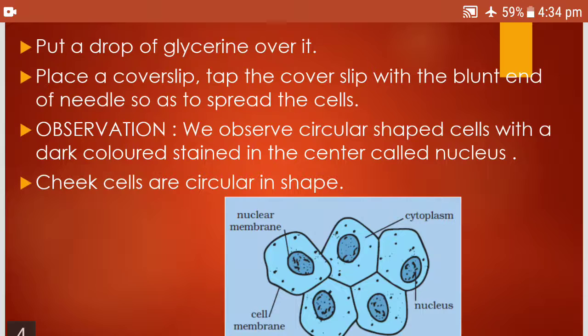You have to be careful. The precautions are: you should not scrape hard, it may hurt you, and there should be no air bubbles under the cover slip in the slide.